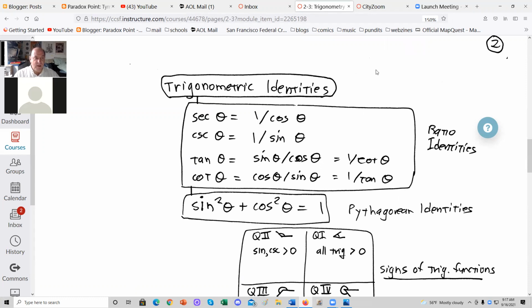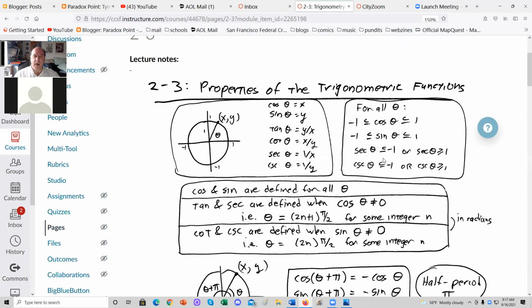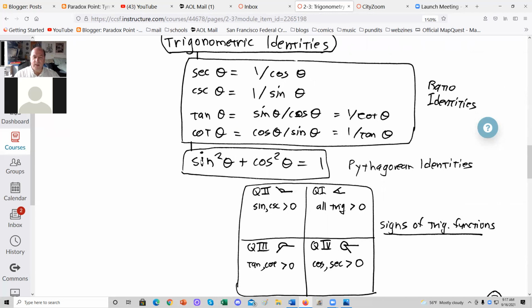These are equations that are true for any value of theta. Secant is reciprocal of cosine, cosecant is reciprocal of sine, tangent is sine over cosine, cotangent is cosine over sine, tangent and cotangent are reciprocals of each other. Since sine and cosine are defined on the unit circle, where x squared plus y squared equals 1, therefore the same equation applies to sine and cosine. Sine squared theta plus cosine squared theta is always equal to 1. This is called the Pythagorean identity.